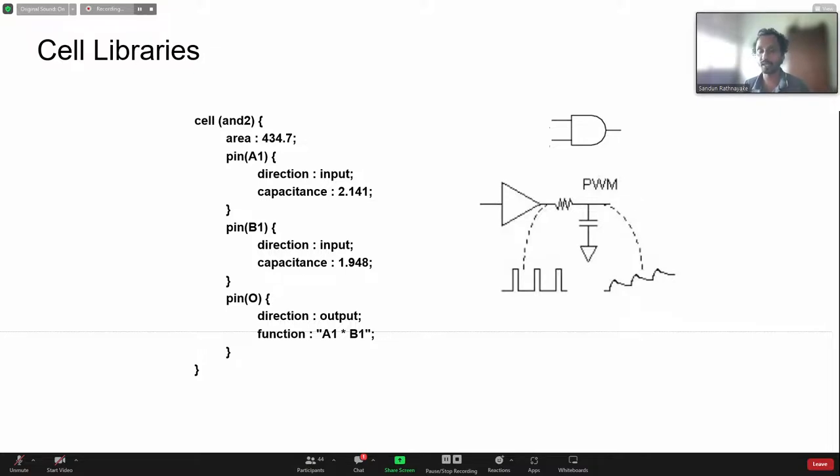These software tools are not running on a personal computer; they are installed on servers, and multiple users can use them on servers. So this is a little bit of understanding about that. Okay.